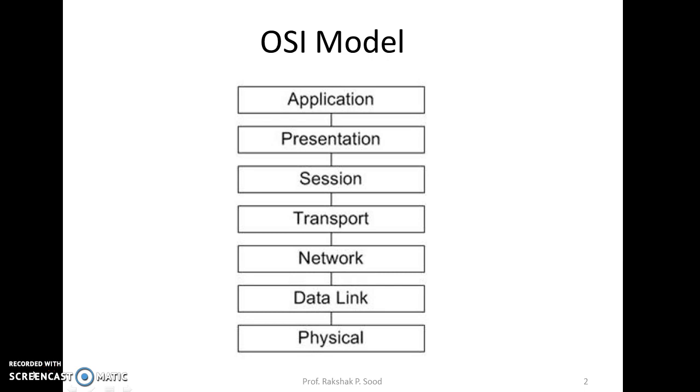The second layer is the data link layer. It organizes bits into frames and provides hop-to-hop delivery. It works with protocols like Ethernet, HDLC, etc.